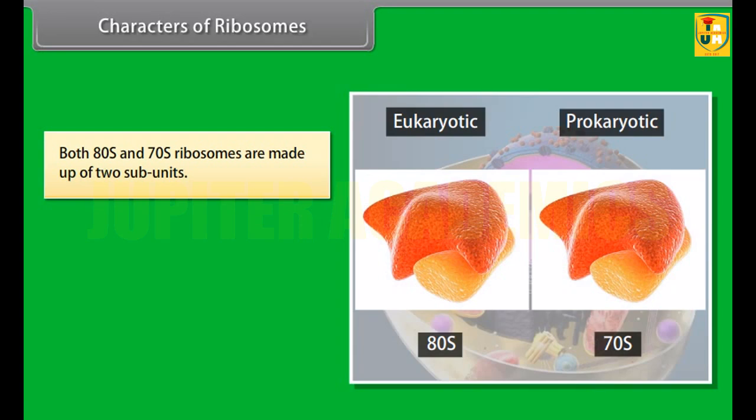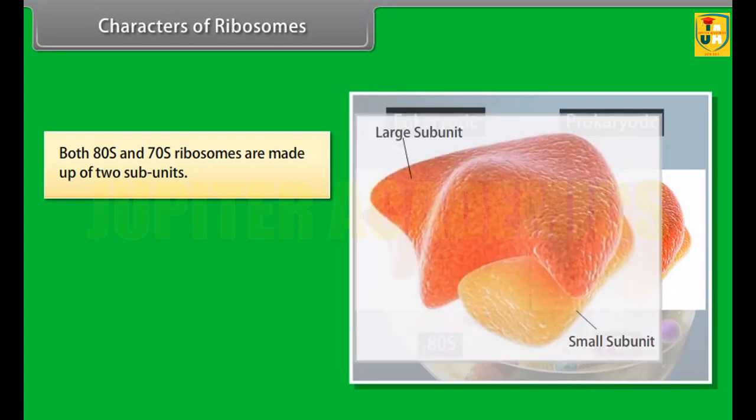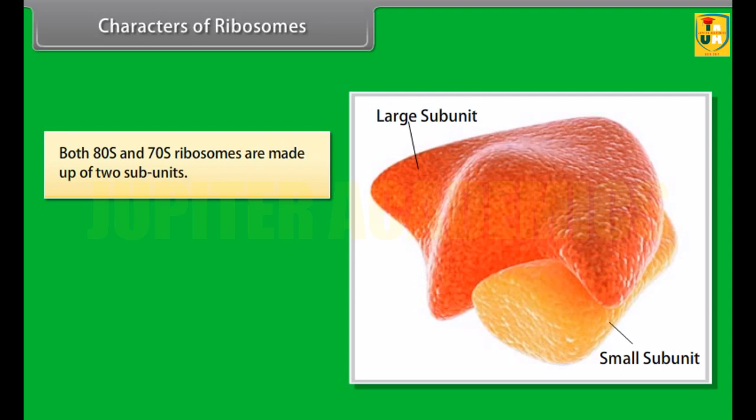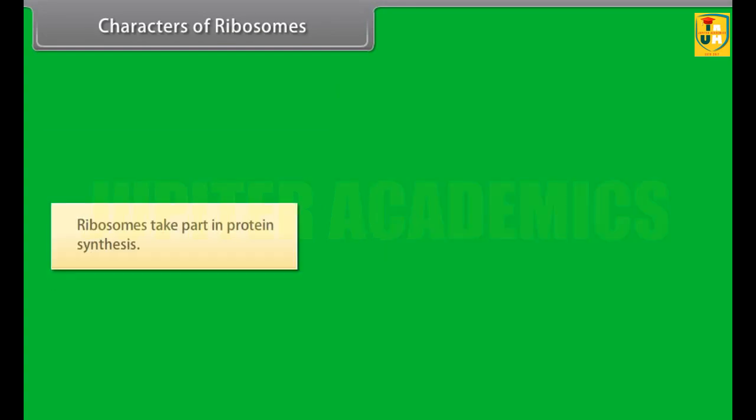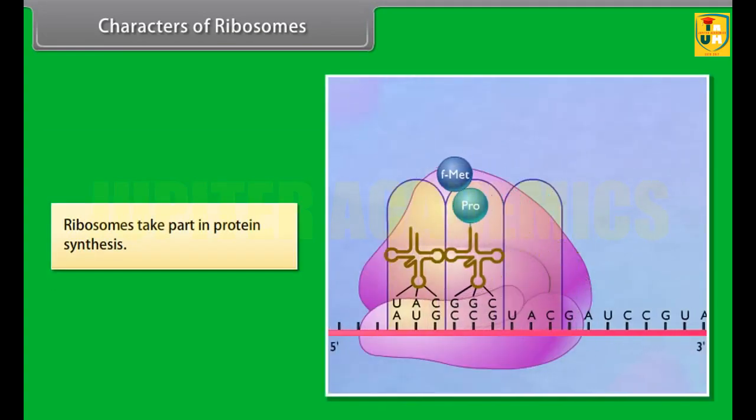Both 80S and 70S ribosomes are made up of two subunits. Ribosomes are also attached to the outer membrane of endoplasmic reticulum. Ribosomes take part in protein synthesis.